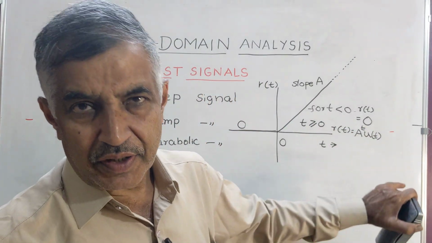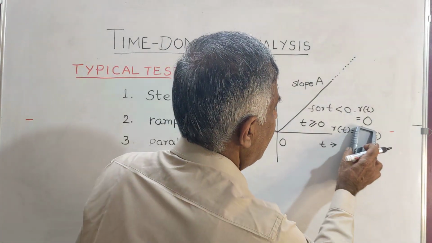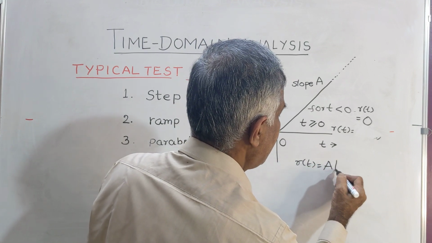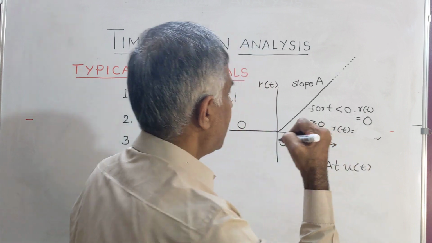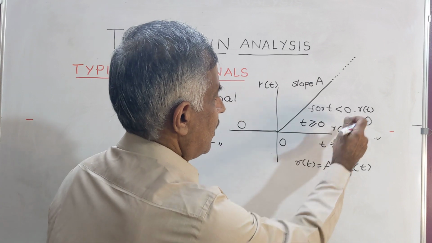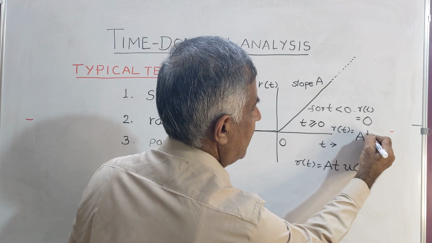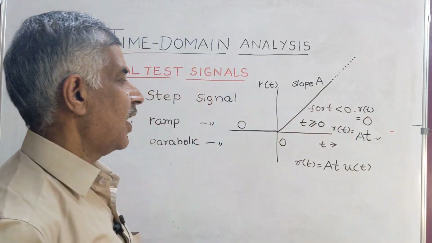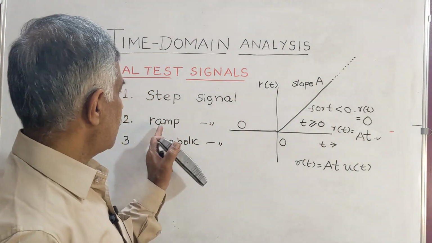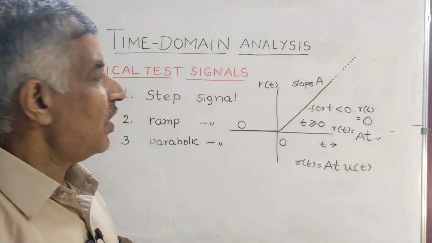Sorry, I have missed t. So it is A t u(t), not simply A u(t). R(t) equal to A t u(t). For t less than 0, R(t) equal to 0. For t greater than or equal to 0, its value is A t, because u(t) value is 1, unity. So this is what is called a ramp signal.